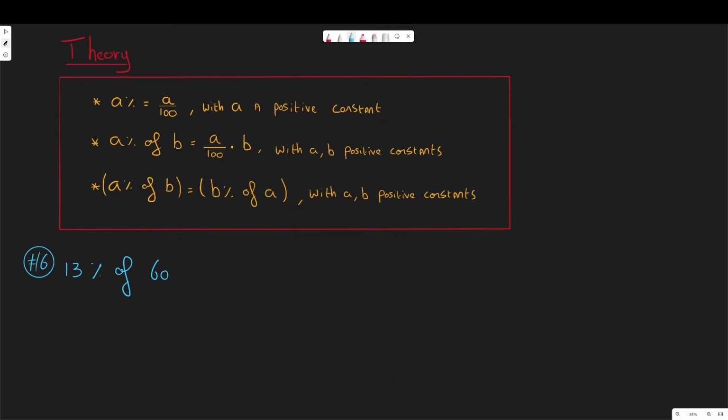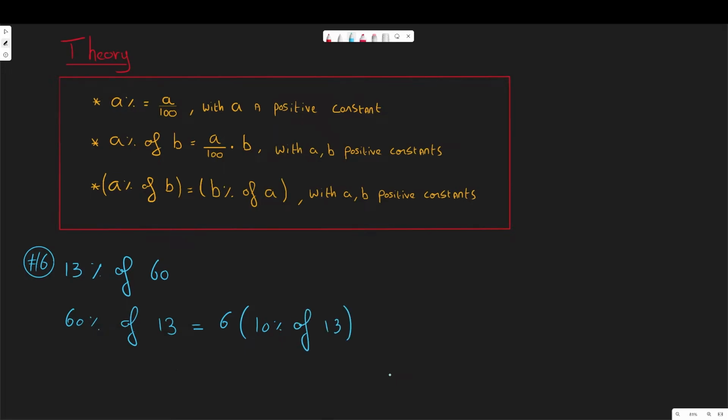For our sixth question, we want to find out 13% of 60. Once again, 13% out of something is very difficult. So let's do the other way around, and let's say 60% out of 13. So 60% out of 13, well, let's write this down in terms of 10%. So 60% of 13 is the same as saying 6 times 10% of 13.